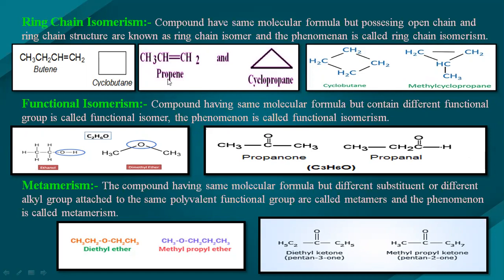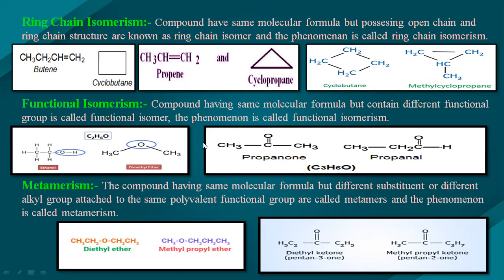Similarly, in case of propene and cyclopropane, and for cyclobutane and methyl cyclopropane. In cyclobutane there are four carbon atoms, and in methyl cyclopropane a methyl group is attached to a carbon atom as a substituent. That's why cyclobutane and methyl cyclopropane are isomers of each other. So I think it is clear to all of you about ring chain isomerism.